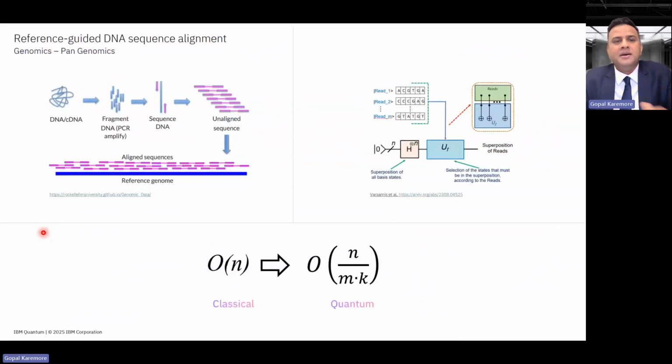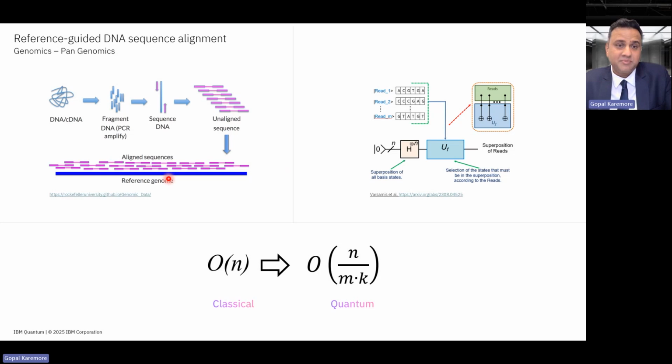Another application in this community of applying quantum computing in target discovery is sequence alignment. As you can see, your DNA is fragmented, and you have the unaligned sequences we call reads. There are millions and billions of reads, and you have to sequence them and align them to the reference genome.